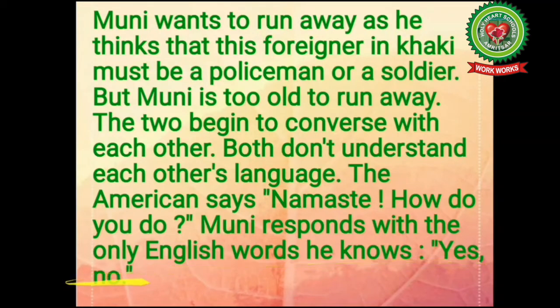Children, since Muni does not understand the foreigner, he assumes him to be a policeman or a soldier because of his khaki dress, and his first impulse is to run away. But Muni is too old to run away anymore, and he cannot leave the goats as well. The two men then begin to converse in their respective languages. The American greets Muni and says, "Namaste, how do you do?" To which Muni replies in the only English he knows: "Yes, no."